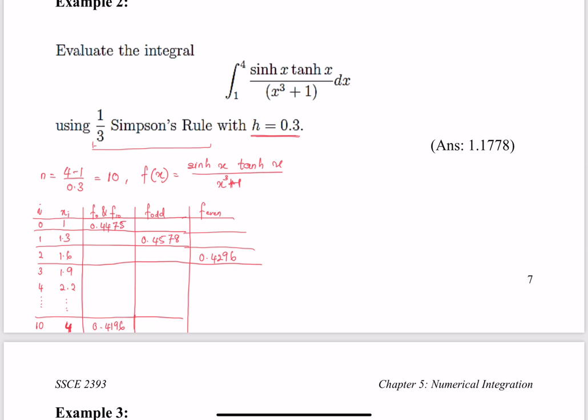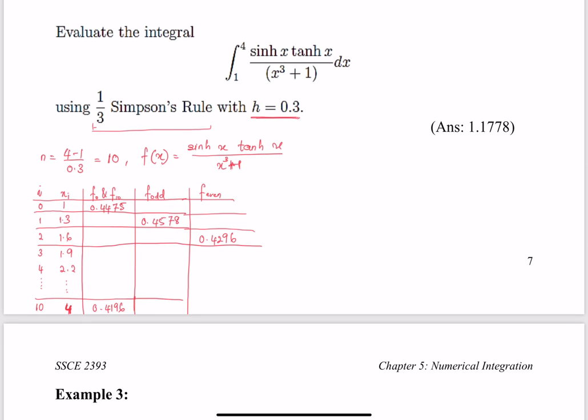For the summation here, I will continue in the next page. Okay, for the summation of f, for this column, we only need f0 and f10. The summation, what we will get is 0.8671. And then we have 1.9637. And the last, the summation for f even, is 1.5278.